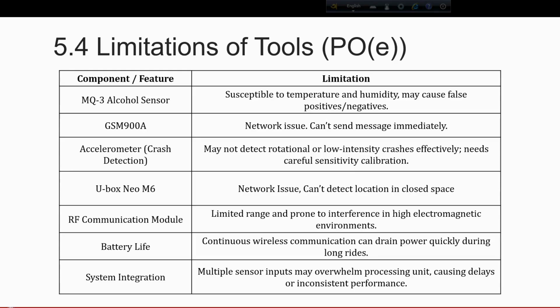We also acknowledge the limitations of the tools we use. The GSM 900A module can face network issues delaying message delivery. The accelerometer may not effectively detect rotational or low intensity crashes and requires careful sensitivity calibration. The GPS module can have network issues and may not detect location in closed spaces.